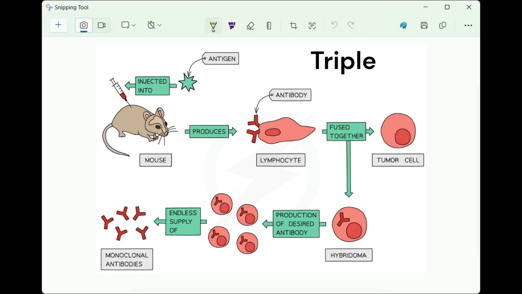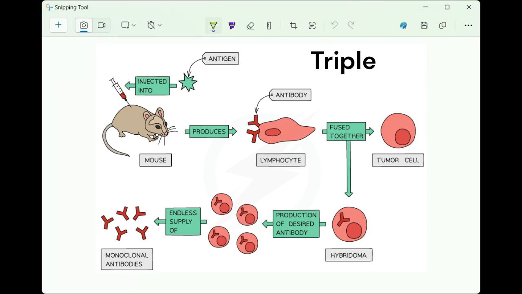Monoclonal antibodies are a way to mass produce antibodies. You begin by injecting a mouse with a pathogen. The mouse's lymphocytes will then produce antibodies specific to the antigen. You take the lymphocytes from the mouse and fuse them with a tumor cell. This tumor will uncontrollably divide and create a lot more of these lymphocytes, which means we have an endless supply of the antibodies.